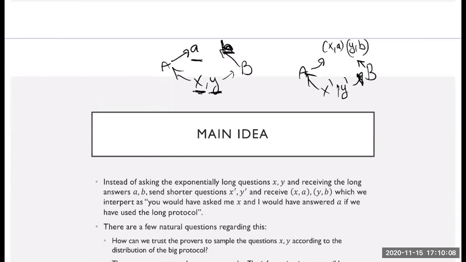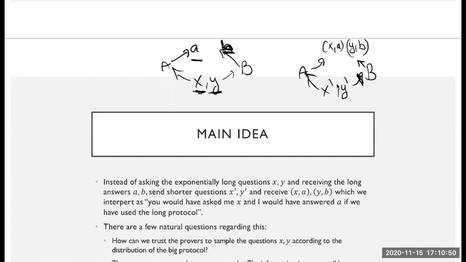Okay, so if the original protocol had some question distribution, you want them to sample out of this distribution. So the x prime and y prime somehow force them to sample from the correct question distribution, right? And then if they sampled from the question distribution of the long protocol, they can also answer the long protocol, right?